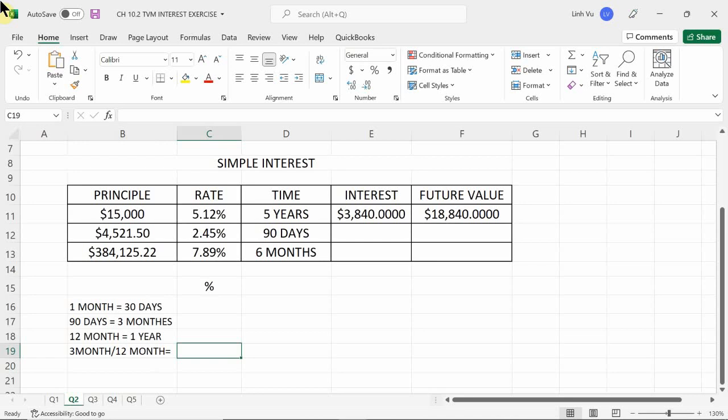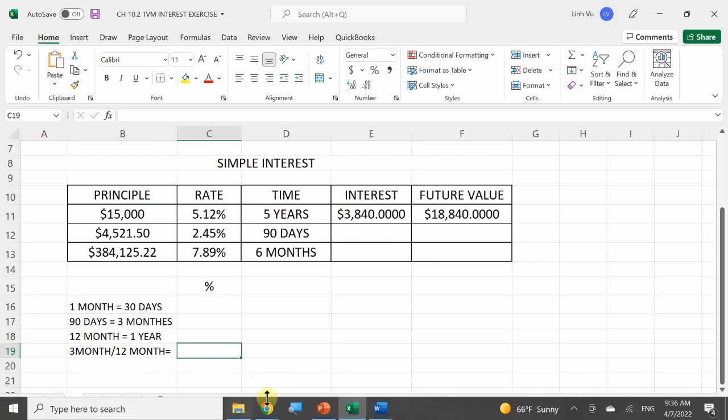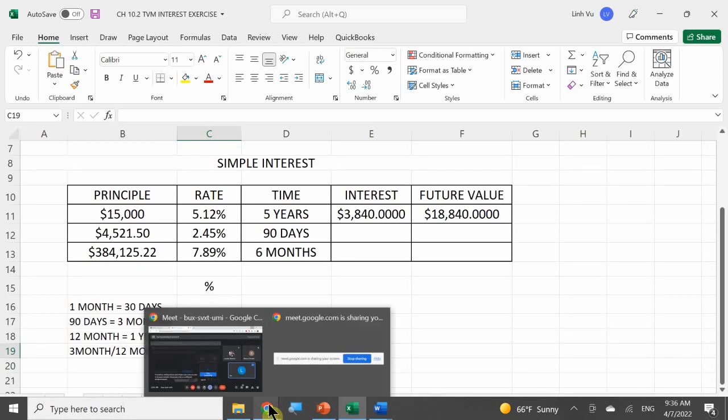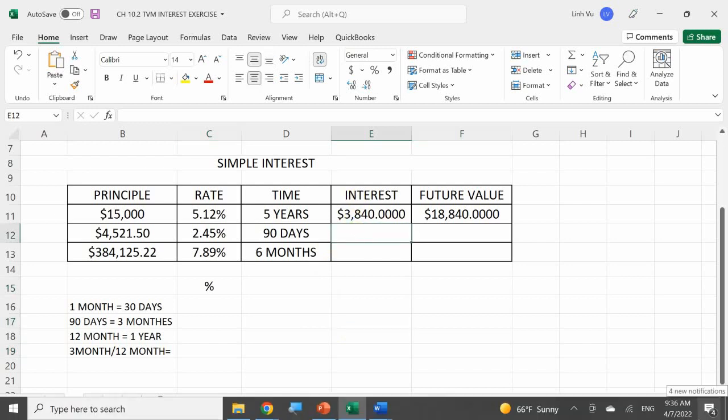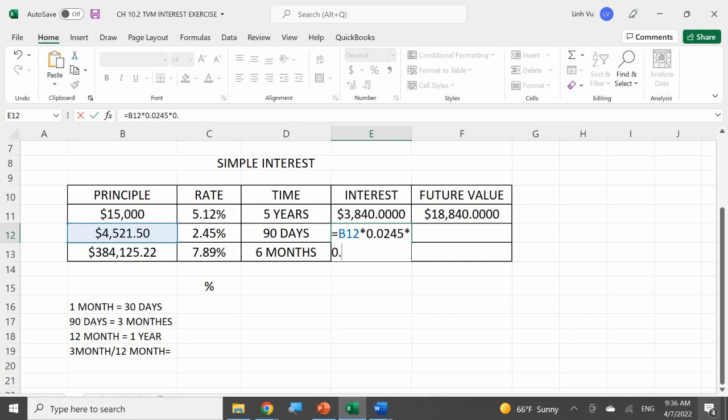How do I calculate this? So we would do 4,521.50 times 0.0245 times 0.25.